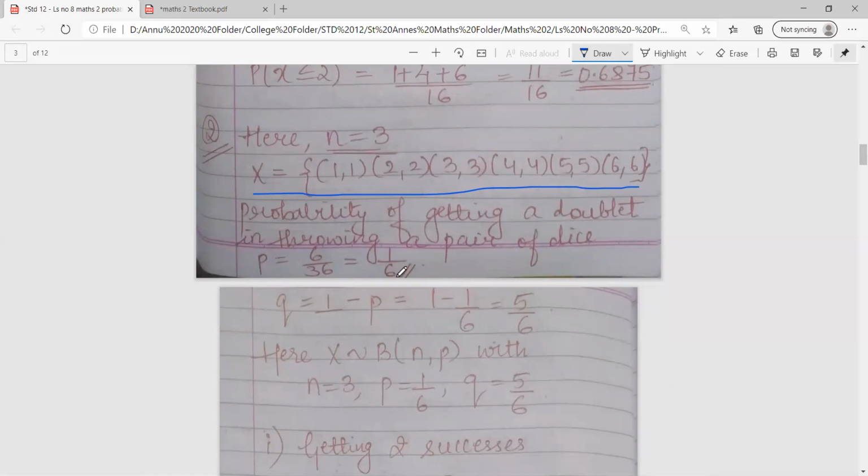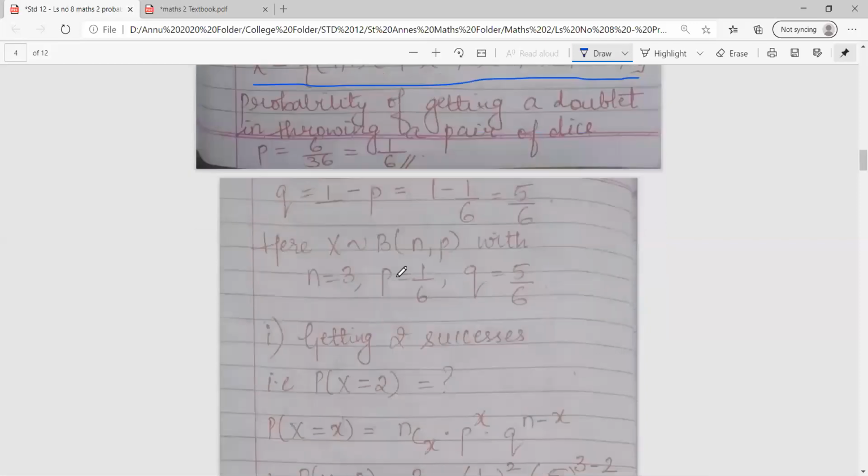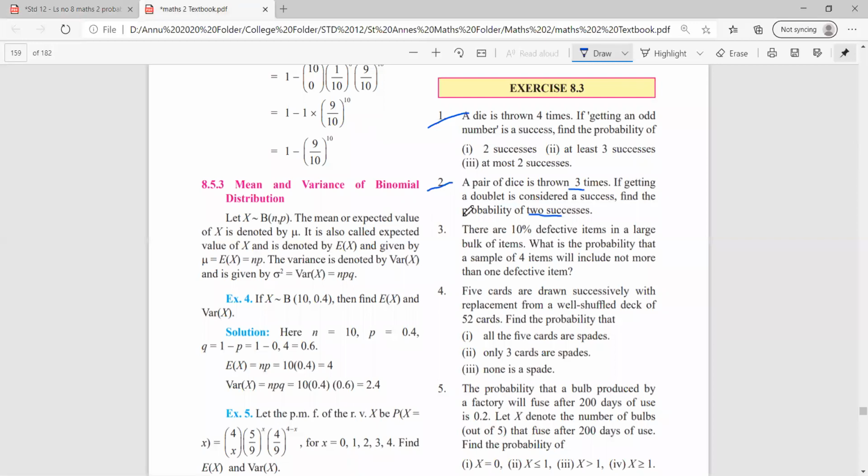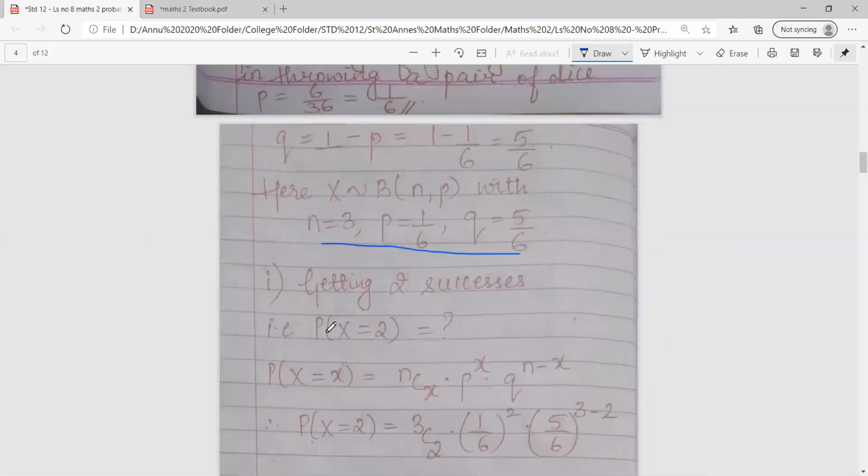Once you get the value of P, you can find the value of Q as 1 minus P. So 1 minus 1 upon 6 gives you 5 upon 6. Now you have all the 3 alphabets, N, P and Q. You have to find the probability of getting 2 successes. That means P of X is equal to 2, which we have to find out.